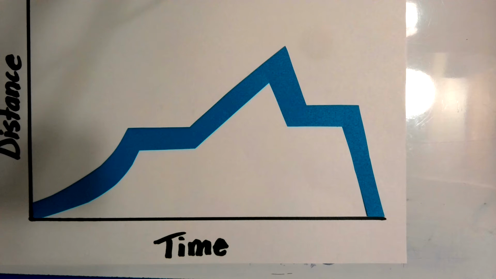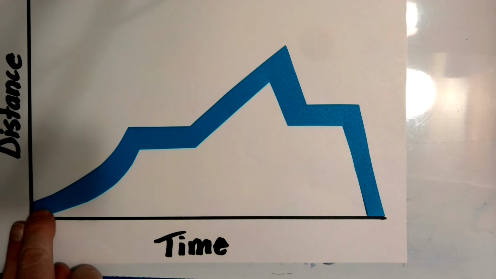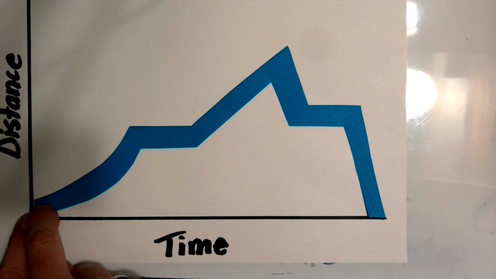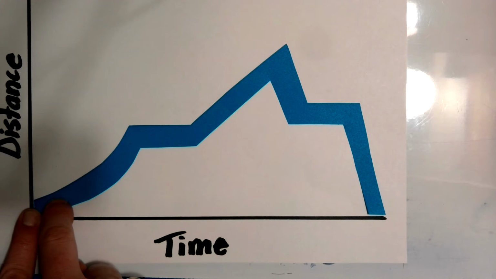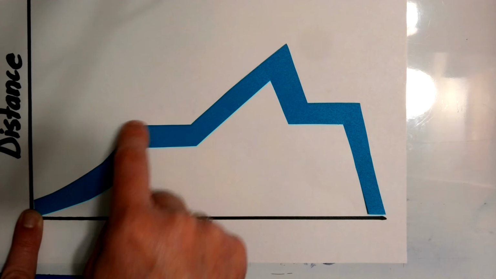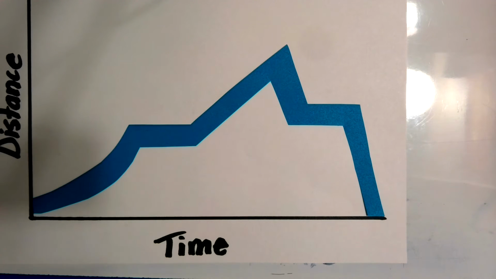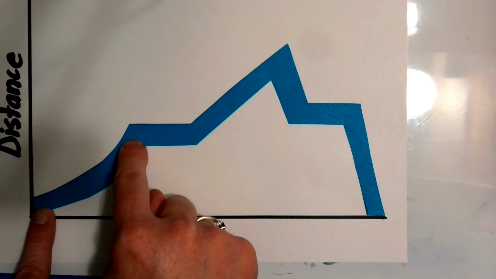Okay, let's see if we can identify the different areas and what's going on here. So you started off, you left home, and your speed started out kind of slow, but it increased over time. This would be a nonlinear section. So you would say you had a variable speed and you were speeding up, wouldn't you?